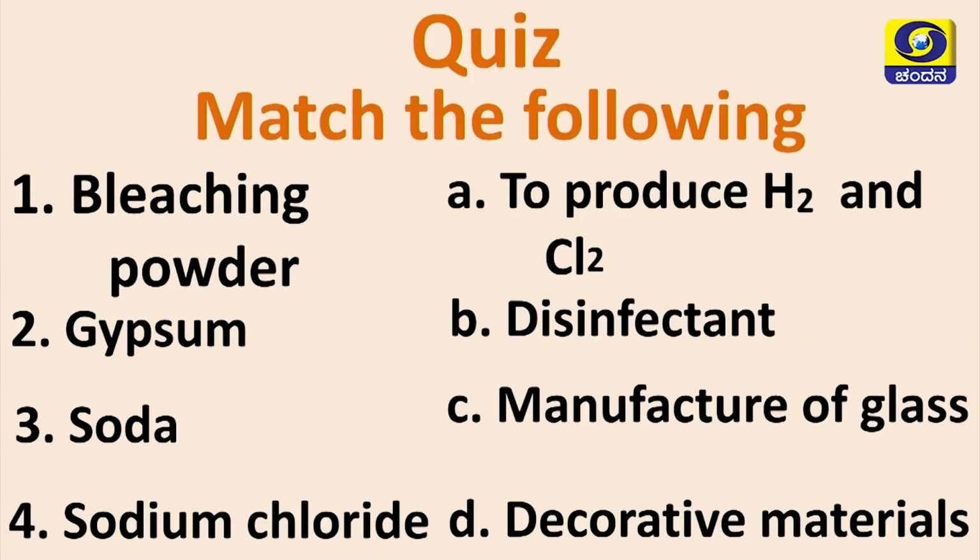Okay? Let us see. In the A part: bleaching powder, gypsum, soda, sodium chloride. In the B part: to produce H2 and Cl2, that is hydrogen and chlorine, disinfectant, manufacture of glass, decorative materials. So, these are the options I have. Now, which is the correct answer? Think. If you know the answers, verify now.